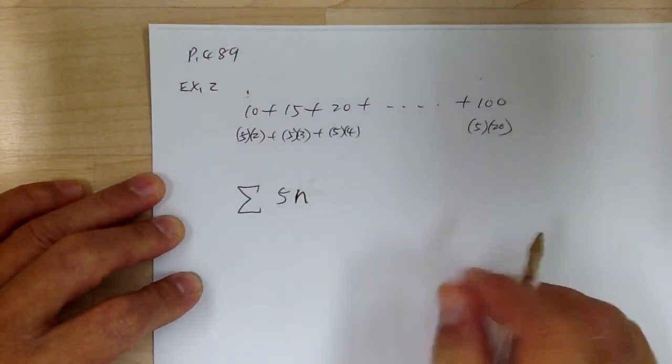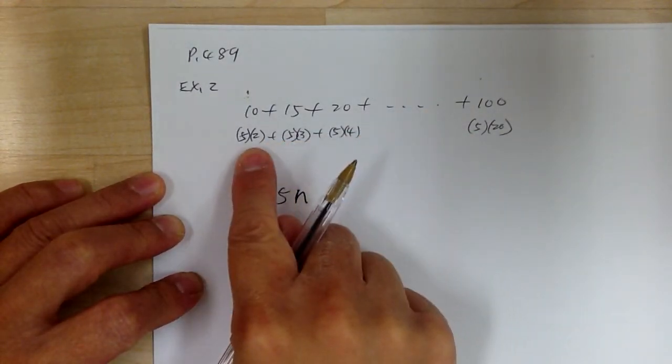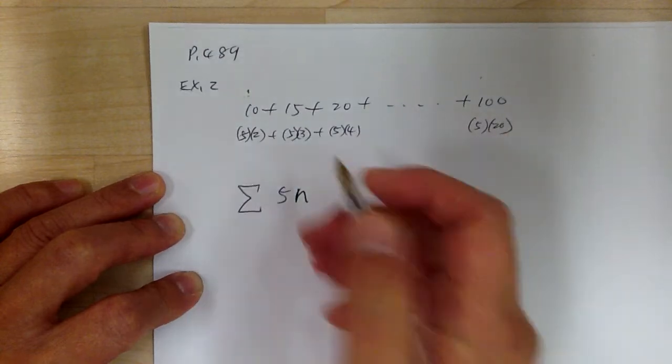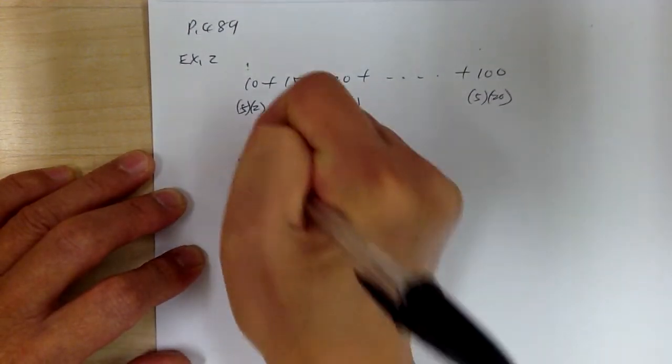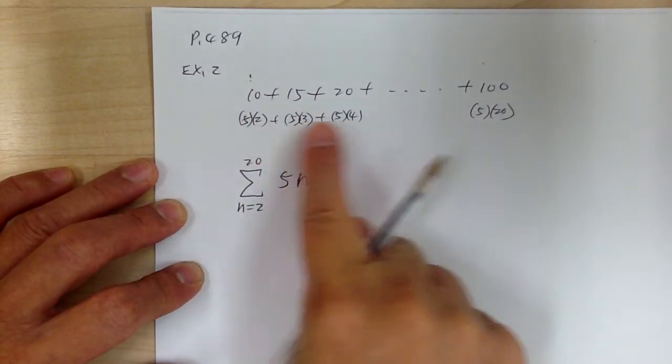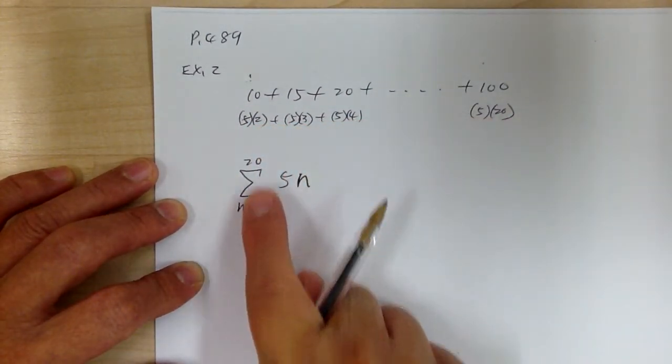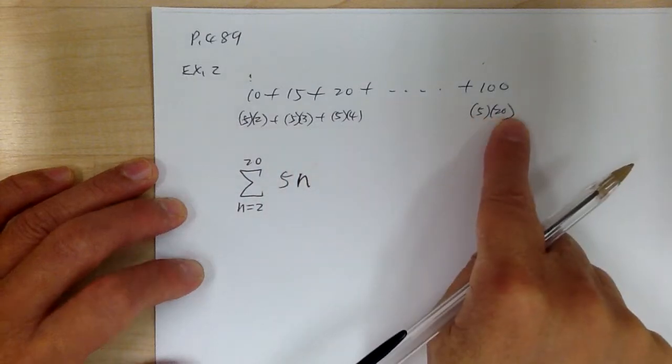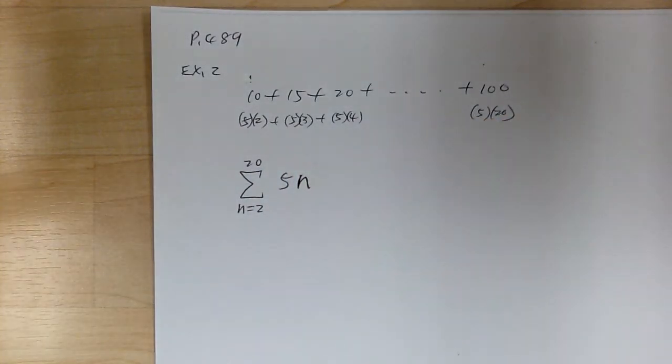So 5n. But you have to be careful now. The n starts from 2, 3, 4 to 20, so you have to make it n equal to 2 through 20. The part that's changing is your n, and it goes from 2 to 20. And that's your equation.